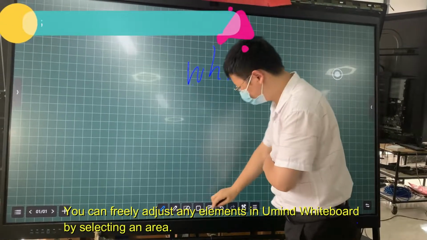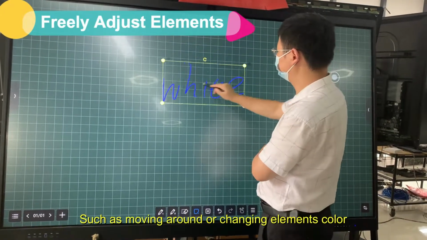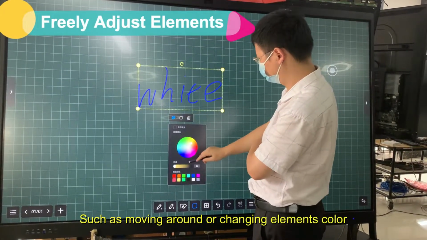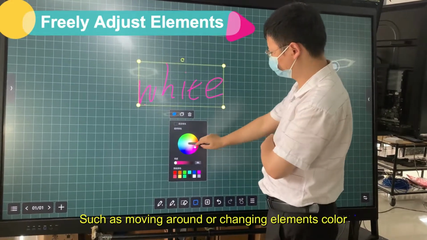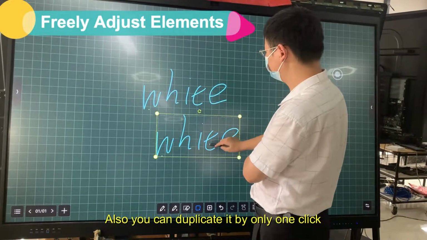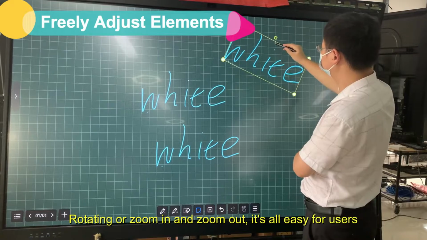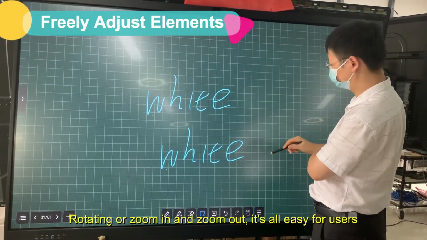You can freely adjust any elements in UMind Whiteboard by selecting an area, such as moving them around or changing the elements' color. Also, you can duplicate them with only one click. Rotating, zooming in, or zooming out is all easy for users.